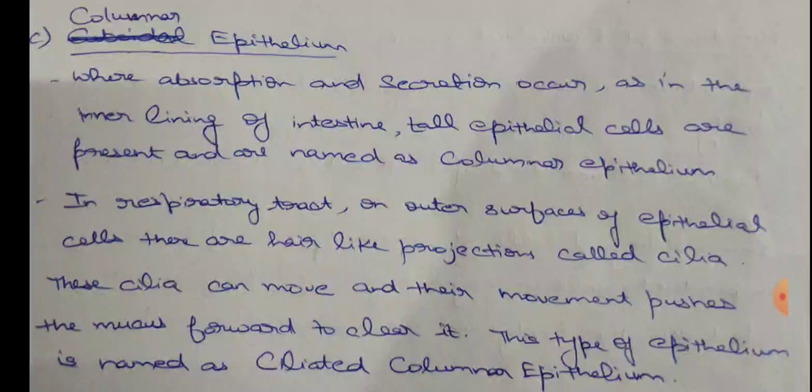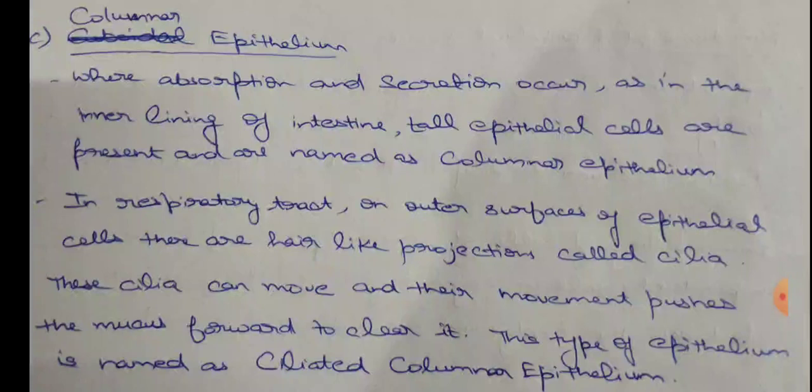What is the function of cilia? These cilia can move, and their movement pushes the mucus forward to clear it. Okay, if sometimes any microorganism is trapped in our respiratory tract in the mucus, it tries to come out with the help of cilia. The cilia tend to push it outside because of the movement of cilia. So again, it is a very important function.